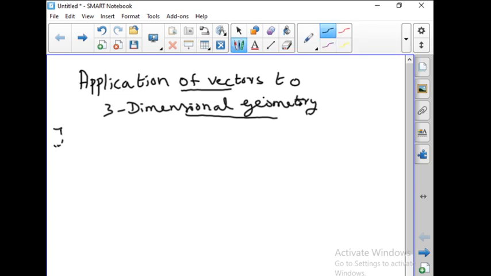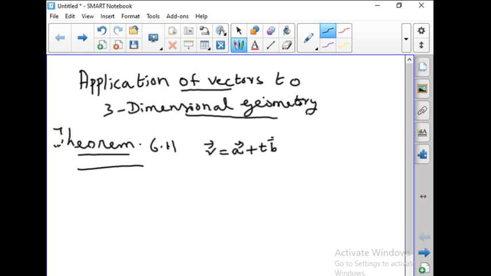Theorem 6.11. The vector equation of a straight line passing through a fixed point with position vector a and parallel to a given vector b is r = a + t b.